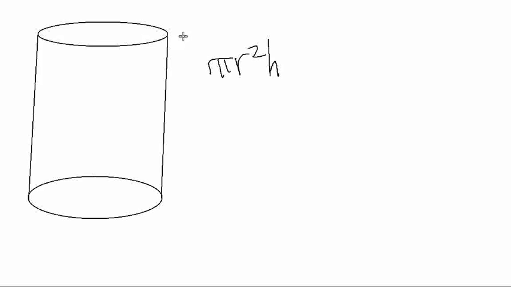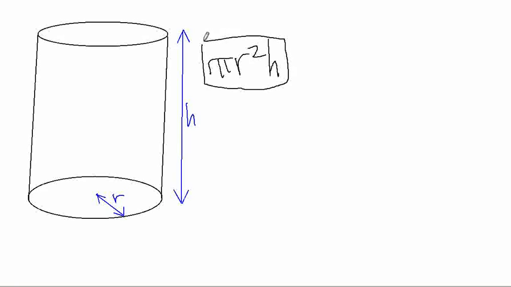All right, so let me label my picture. So I'm assuming that I've denoted the height of this right circular cylinder by h and the radius by r. All right, so give me a minute to finish labeling my picture with those variables. All right, so there is the volume formula.